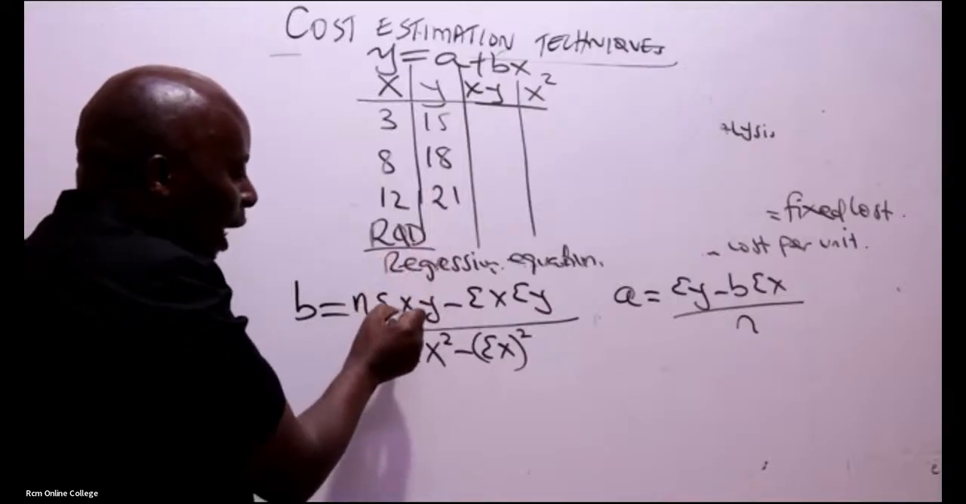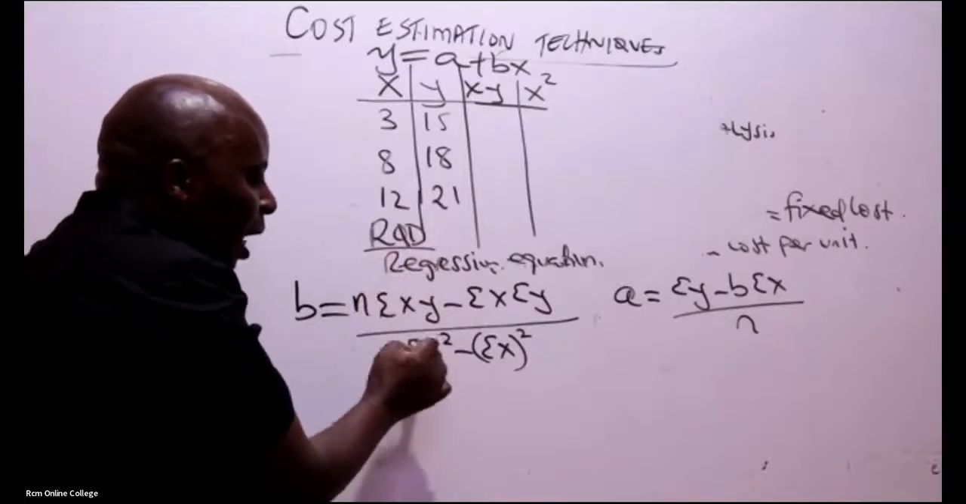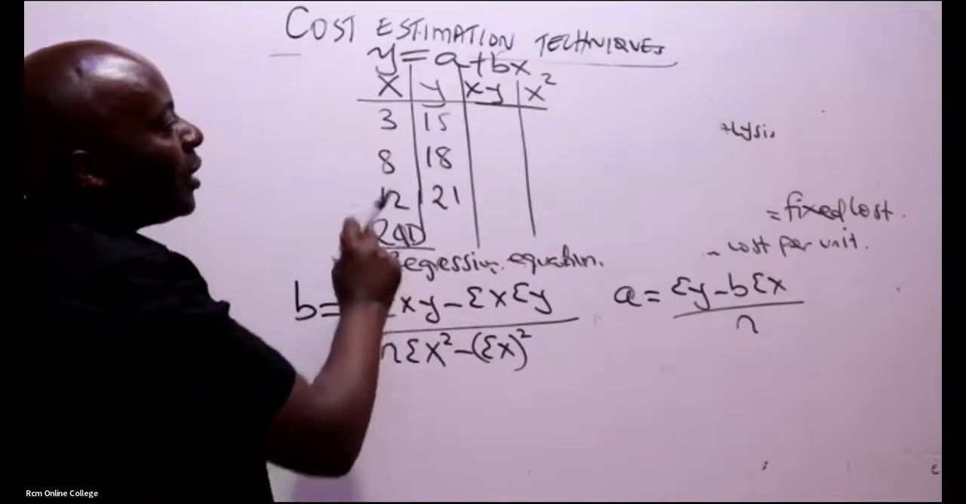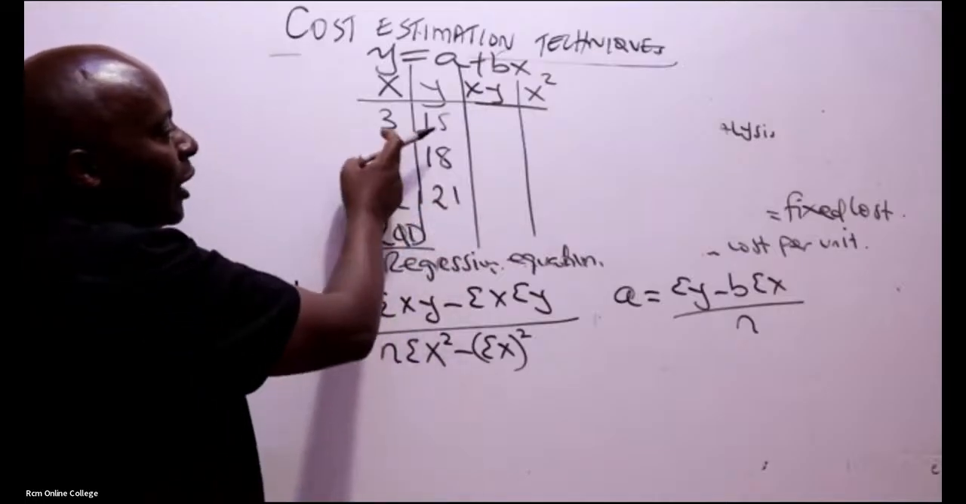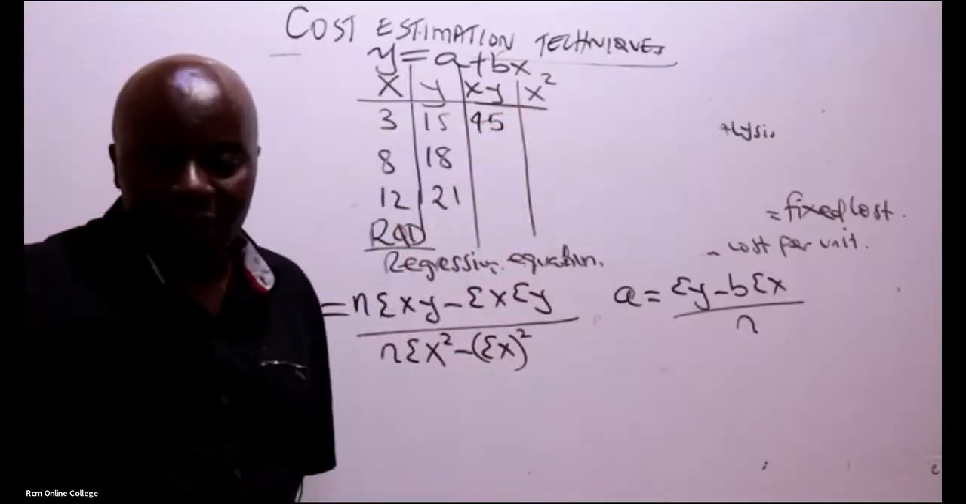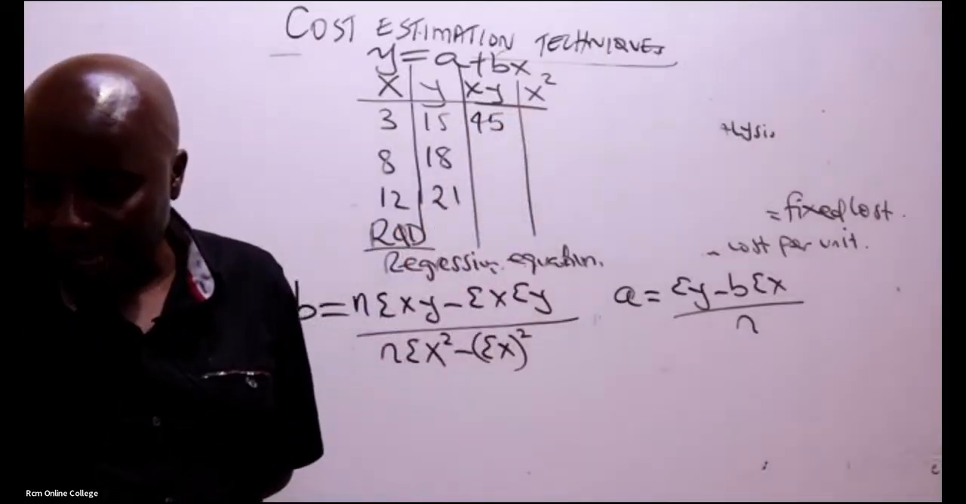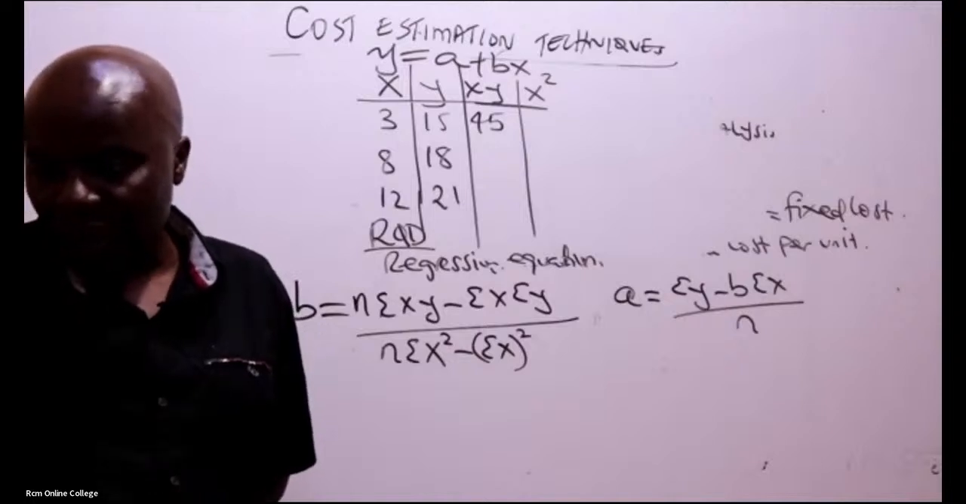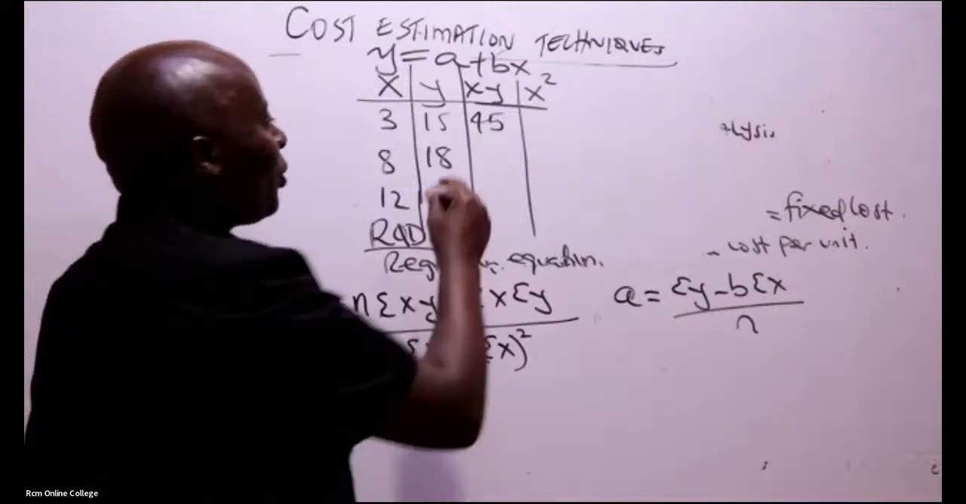So basically, you want to take care of this xy and this x squared. Can somebody do these multiplications for me? 3 times 15, this gives me 45, right? How about 8 times 18? 8 times 18, 144. Thank you very much.